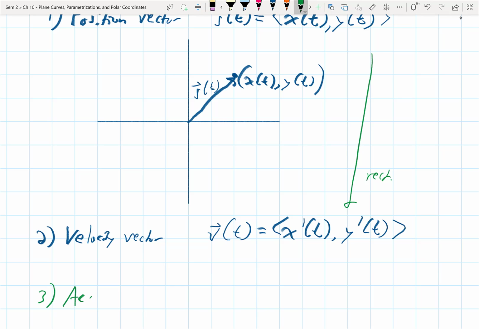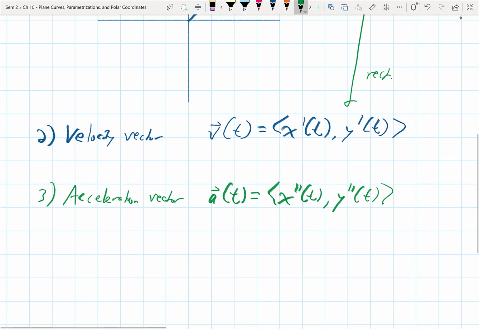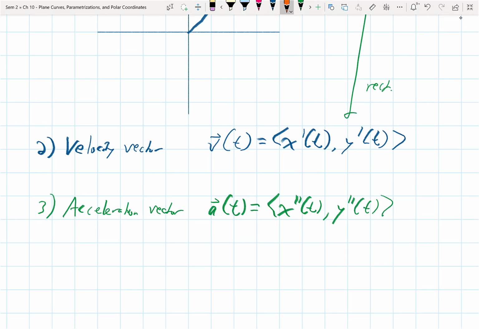The acceleration vector, which we'll call a of t, is the first derivative of velocity, or the second derivative of the position vector: x double prime of t, y double prime of t. And again, same idea, it's a direction and a magnitude.